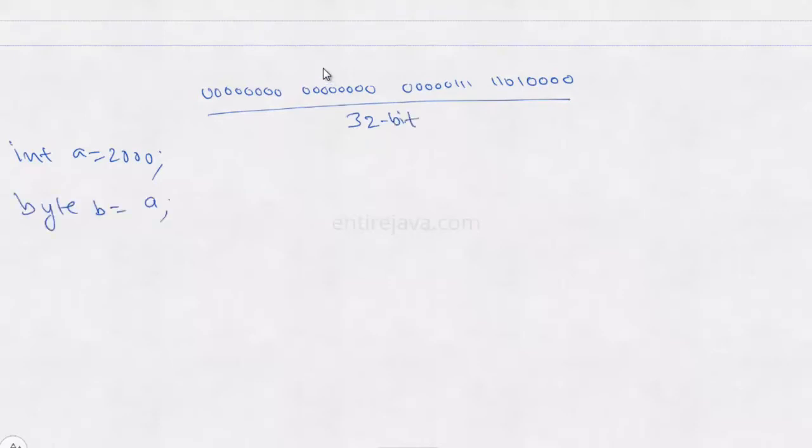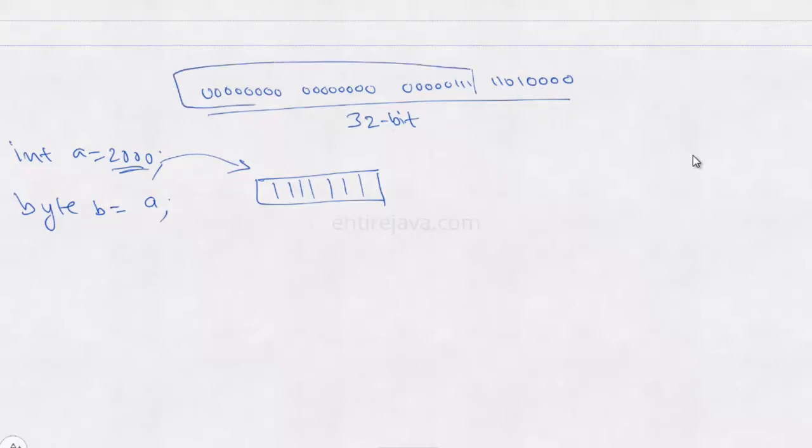And when we say byte b equals 8, it's going to create 8 bits of memory, and somehow Java needs to manage to put this number 2000 in 8 bits. It will try its best. So Java does some sort of calculation. It will straight away ignore all the 24 bits and would consider only 8 bits, which is, and then it checks if the most significant bit is 1 or 0.